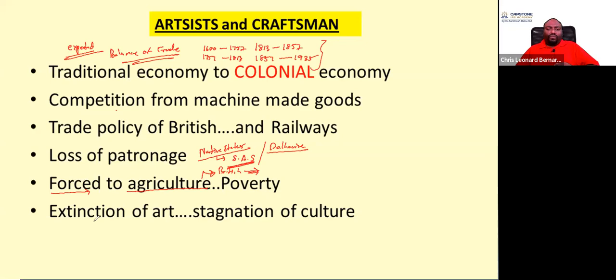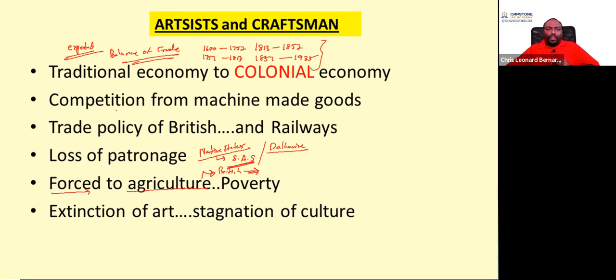And moreover, in this era of change in government from the Mughals to the British, an extinction of art and culture took place, and there was a stagnation in Indian art and culture during these 200 years of colonial rule of the Britishers.